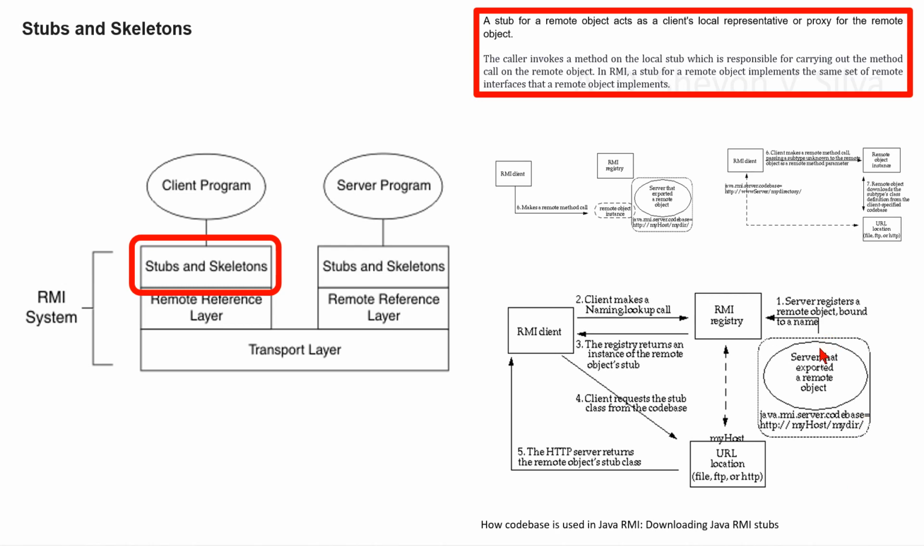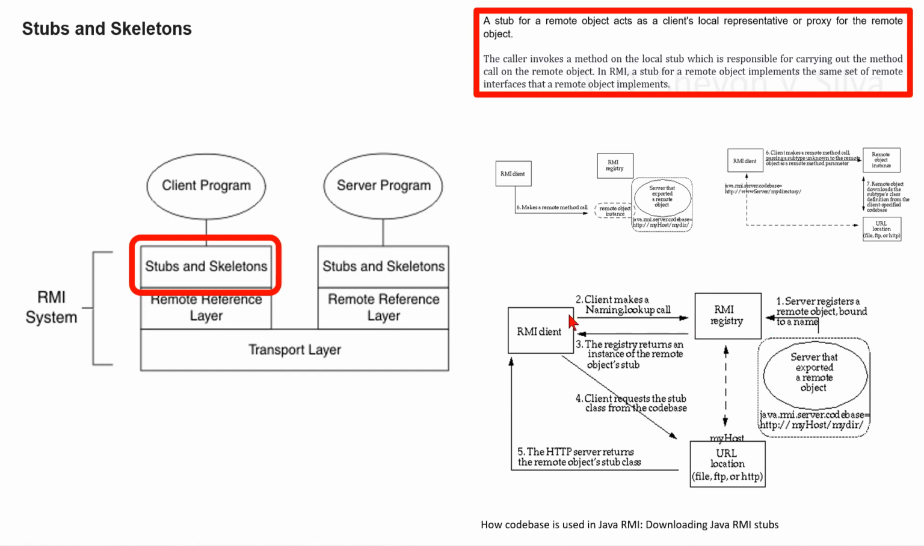The remote object's codebase is specified by the remote object server by setting the java.rmi.server.codebase property. The Java RMI server registers a remote object bound to the name with the Java RMI registry. The codebase set on the server VM is annotated to the remote object reference in the Java RMI registry.